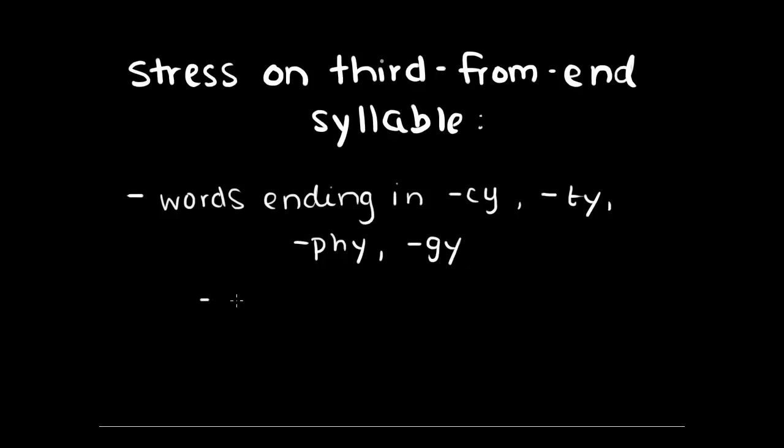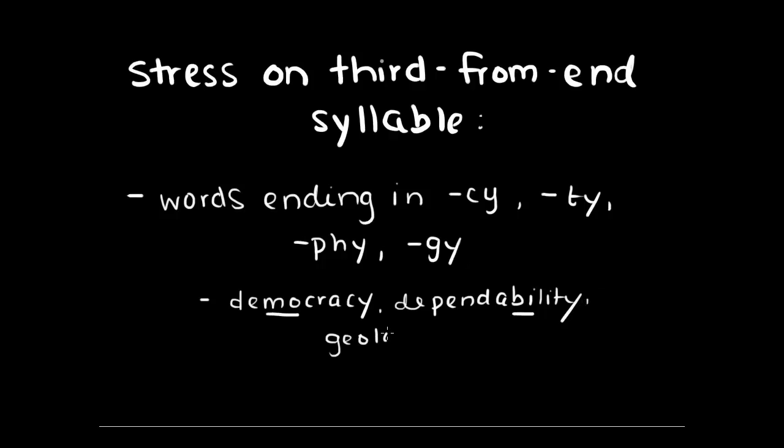So let me write that down. Democracy. The last syllable is cy, the second from last is cra, the third from last is the mo, which is where the stress is. Democracy, dependability, the stress is on the bil, third from last, and photography we already saw, and geology is another one. Geology, on the ol. So that's one rule.